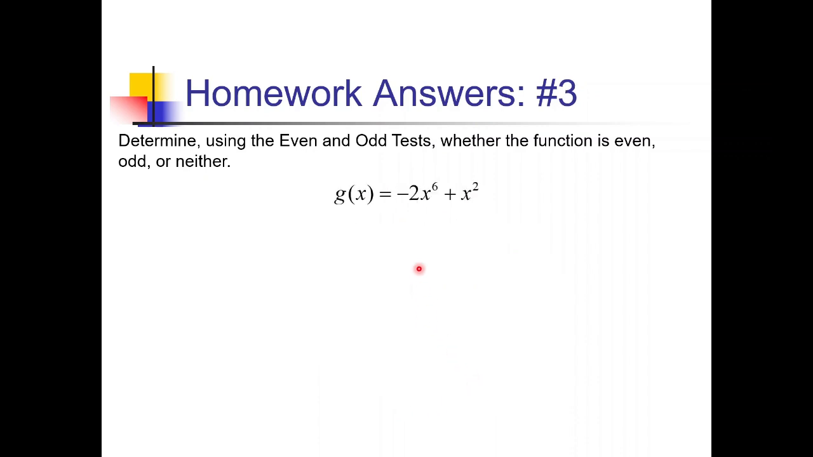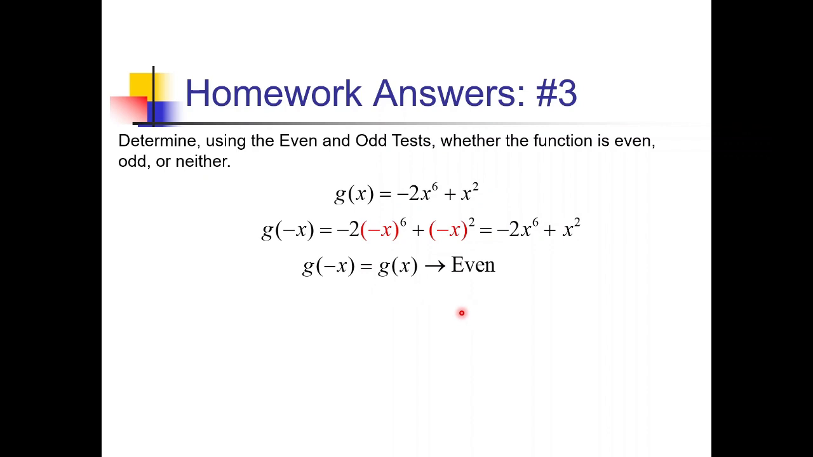On this problem, to figure out if this is an even or odd function, let's first do the quick sort of cheat and look at the exponents. 6 and 2 are all even, so that indicates that this is going to be an even one, but let's prove it with the even test. So we'll plug in negative x for x and see if that matches what we started with. So g of negative x, this is going to be negative 2 times positive x to the sixth, and then this is going to be a plus x squared, and that does match g of x right here. So because those two things match, this proves that we do have an even function.